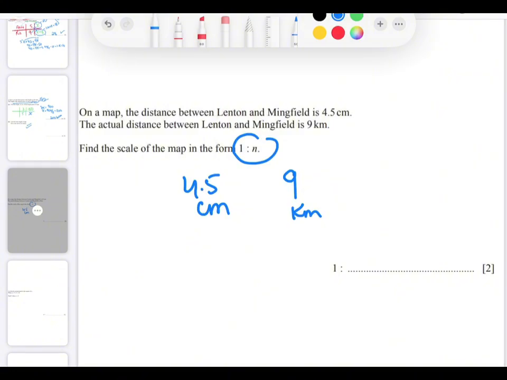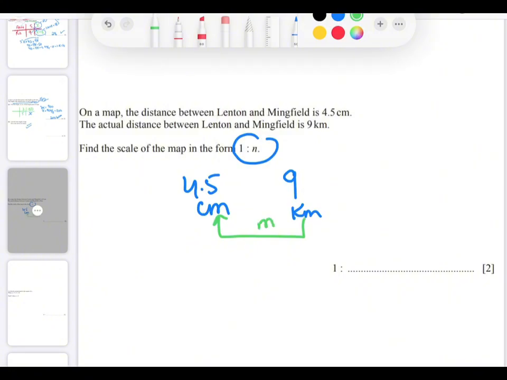First, in a ratio, the important thing is that we have to make the units the same. So the units must be the same. How can we make the units the same? We can convert centimeters into kilometers or kilometers into centimeters, it's up to you. To convert kilometers into centimeters, in the middle we have meters as well.